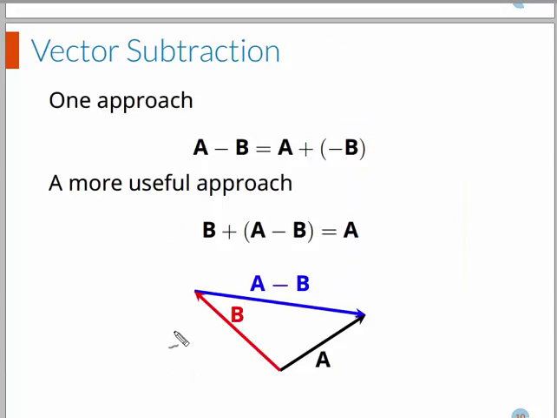Now we're going to take a look at vector subtraction. One way to look at vector subtraction is to see it's a combination of scalar multiplication and vector addition.